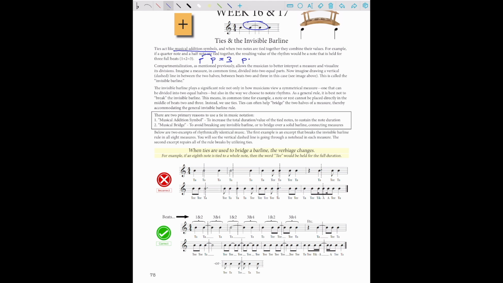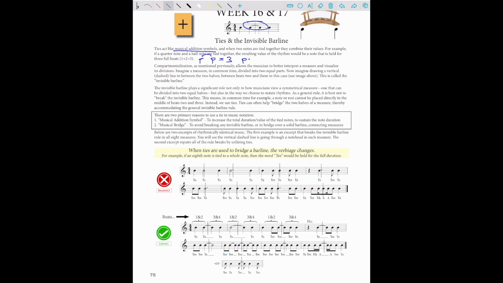The next paragraph basically reviews invisible bar lines, which we've been using, as I said, in the past videos. Let's read. Compartmentalization, as mentioned previously, allows the musician to better interpret a measure and visualize its divisions. Imagine a measure in common time divided into 2 equal parts. Now imagine drawing a vertical dashed line in between the 2 halves, between beats 2 and 3 in this case. See the image above. This is called the invisible bar line.